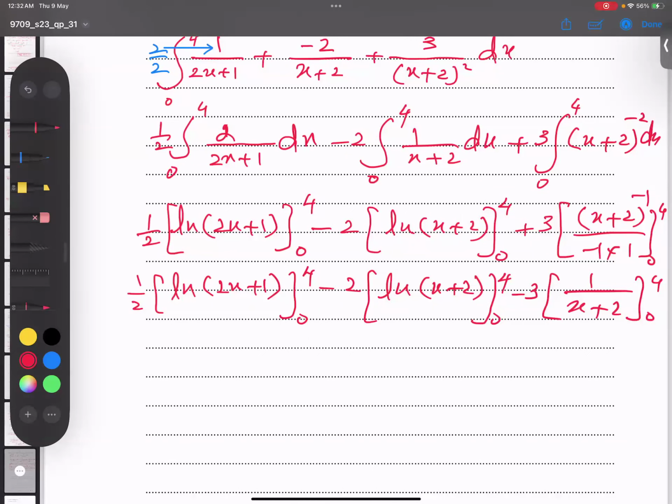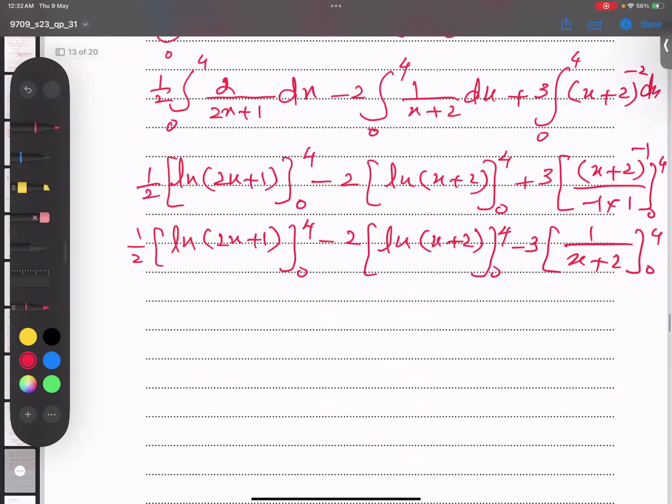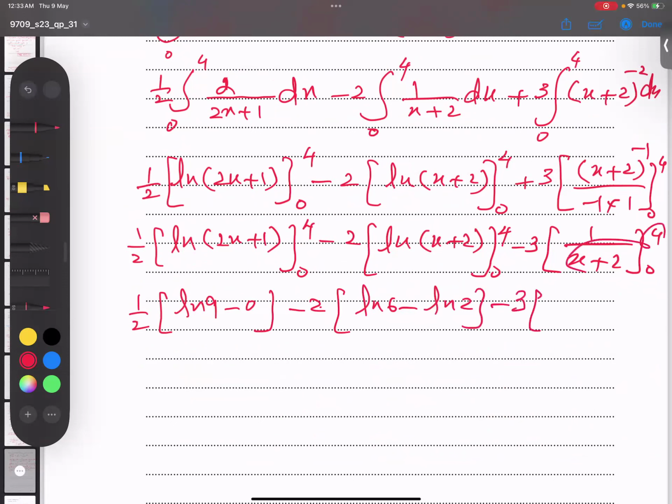And now students, I can plug in the numbers one by one. 4 to the 8 plus 1, 9. So half outside, and I get log of 9. When I plug in 0, ln 1 is 0, so it means 0. When I plug in 2, 4, 2 plus 4, 6, so log of 6. When I plug in 0, ln 2 is left behind. When I plug in 4, 1, 4, I get 6. When I plug in 0, I get 1 over 2.